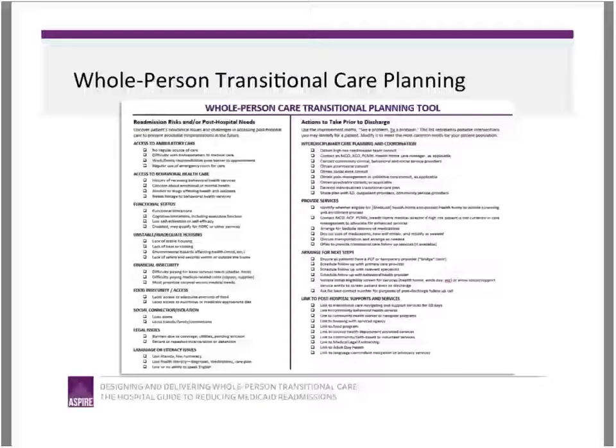A subset of patients will be identified by your high-risk criteria, whatever those may be. But in the process of assessing all of your patients who are admitted to the hospital, look for these whole-person transitional care needs, and where you find a need, incorporate a strategy to address that need in the transitional care plan for every patient.